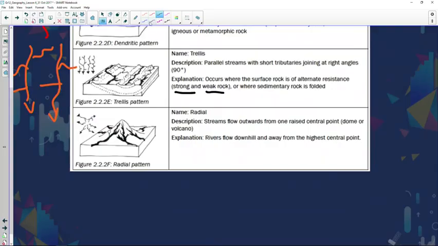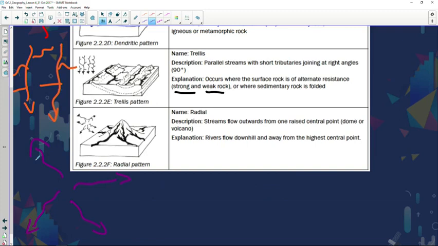Our last drainage pattern is radial patterns. Now it's very easy to identify because it's outflowing. As you can see from a high-lying area, as you can see over here, streams flow outwards from one higher central point. For instance, domes or volcanoes.